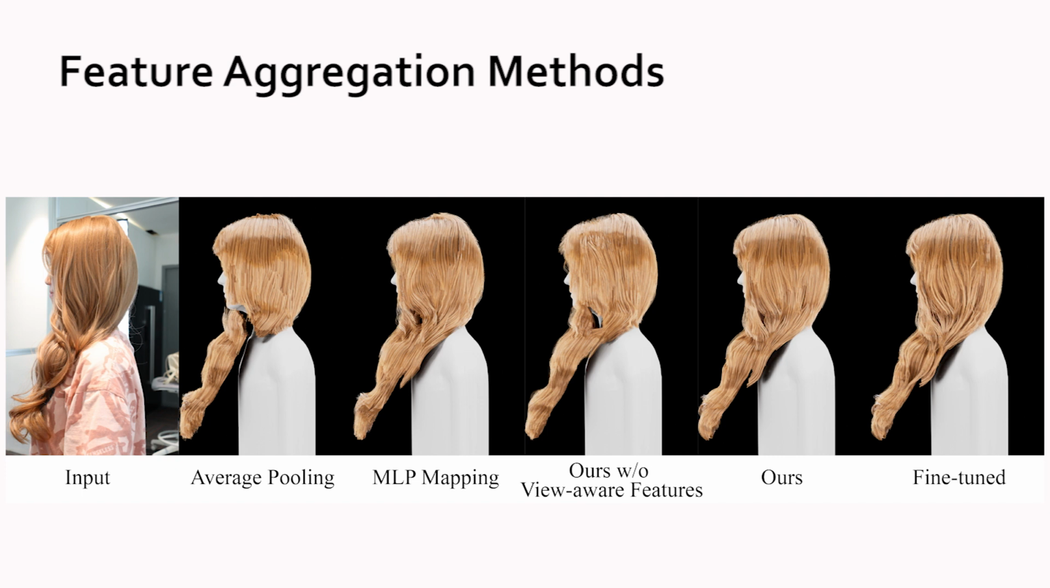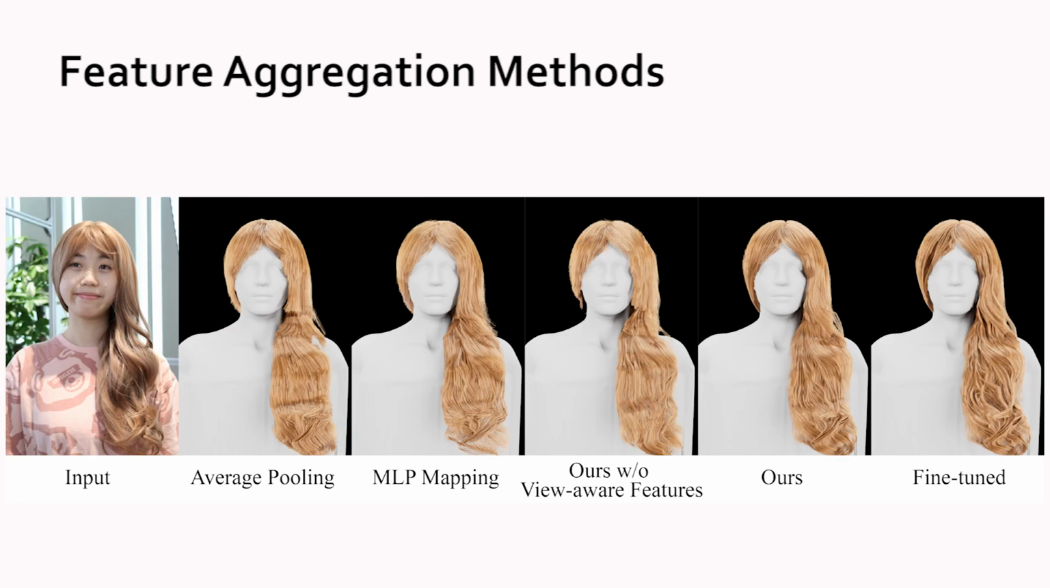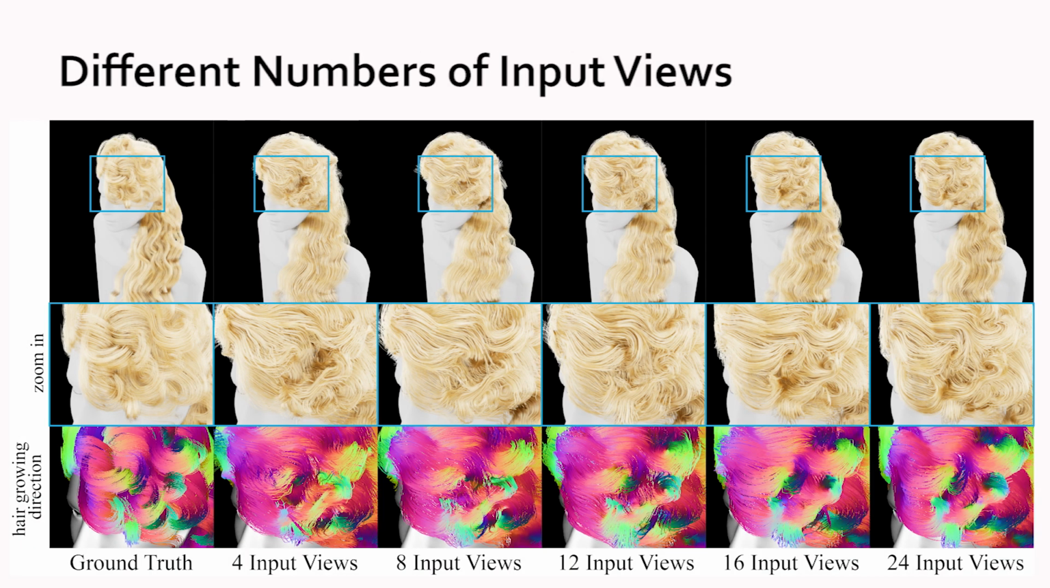We integrate multi-view hair structure features using a view-aware transformer encoder, which contributes to better modeling quality than other feature aggregation methods. Our method is capable of accepting more than 4 input views to achieve higher modeling accuracy. The third row displays the hair growing directions, encoded in color.